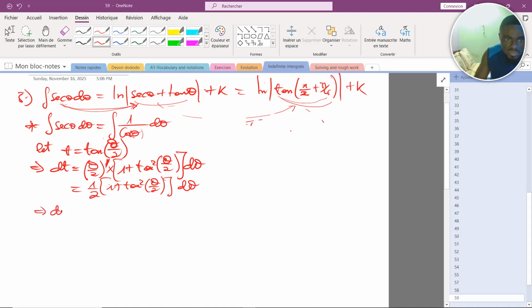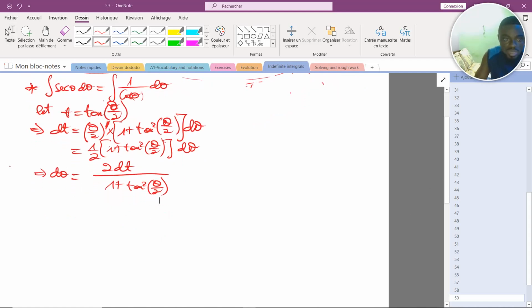So I'll make d theta the subject. It implies d theta will be equal to 2 dt on 1 plus tan square theta on 2. But remember, our t was equal to tan theta on 2. So this implies our d theta must be equal to 2 dt on 1 plus t squared. We have already our d theta.